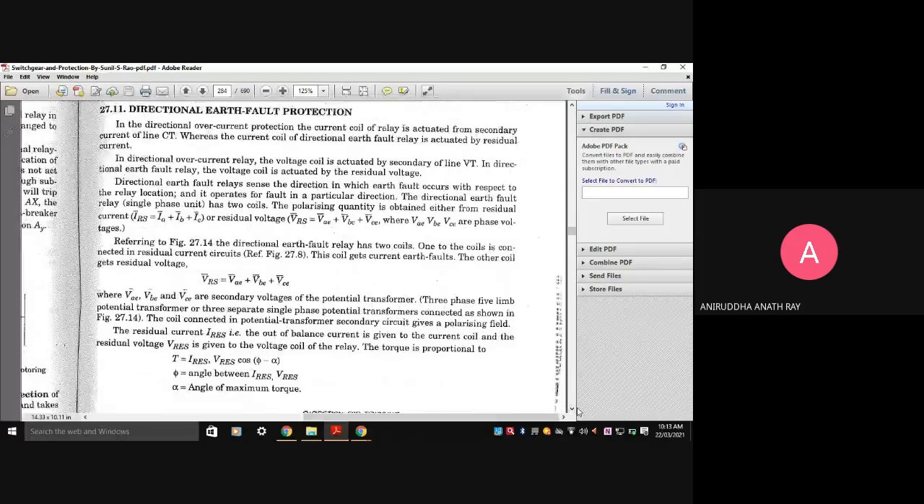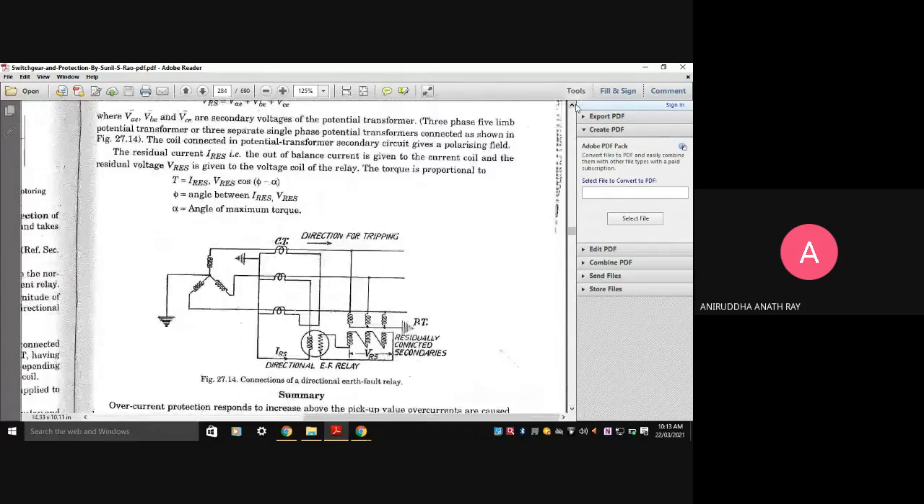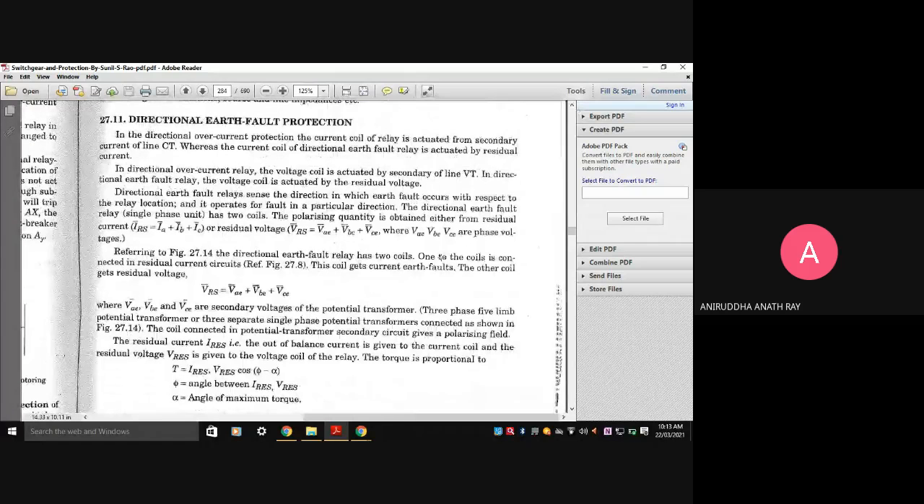Now again, the directional earth fault relay senses the direction in which the earth fault occurs with respect to the relay location, and it operates for a fault in a particular direction. Since I told you the name is directional relay, it operates for the fault in a particular direction.